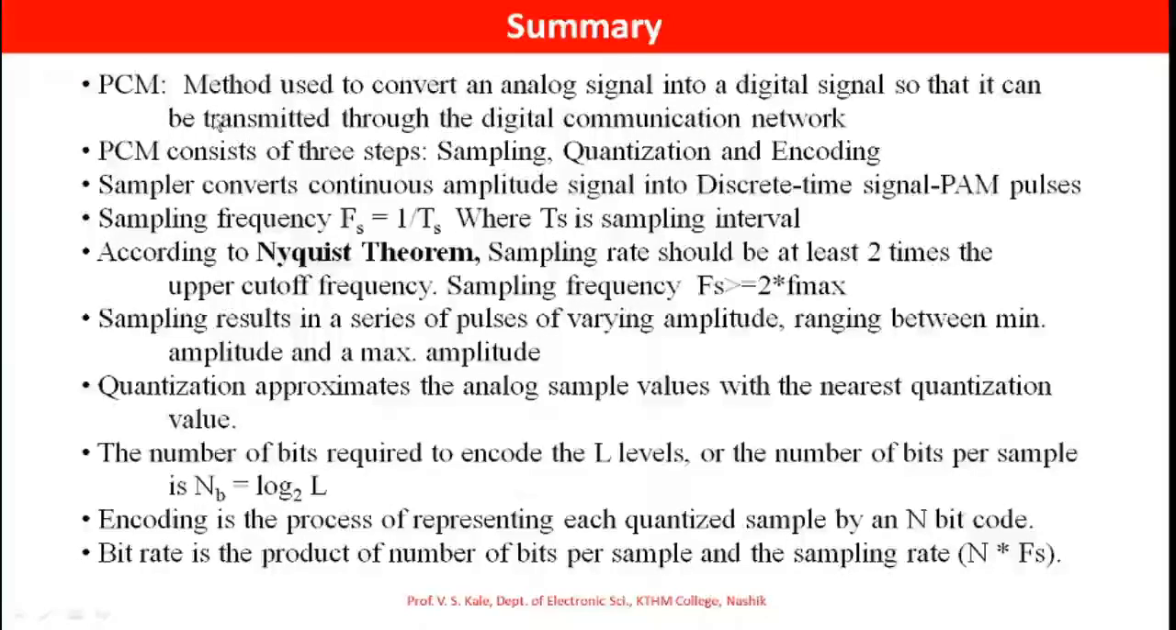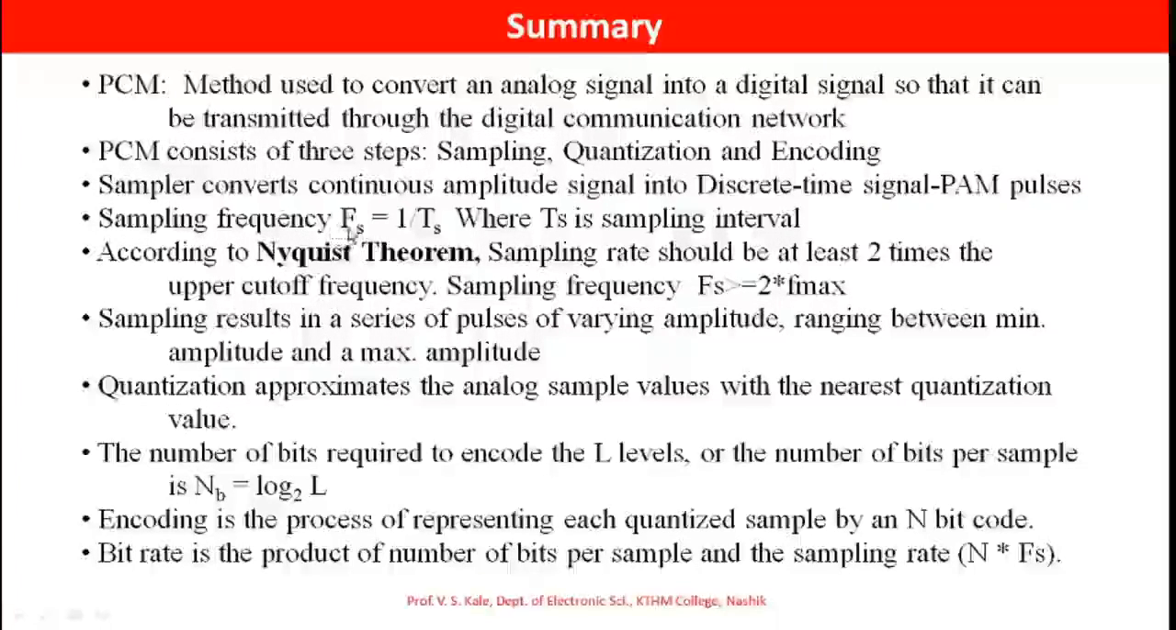Let us summarize the things. Pulse code modulation is a method used to convert an analog signal into a digital signal so that it can be transmitted through the digital communication network. PCM consists of 3 steps: sampling, quantization, and encoding. The sampler converts a continuous amplitude signal into a discrete time signal, that is PAM pulses.